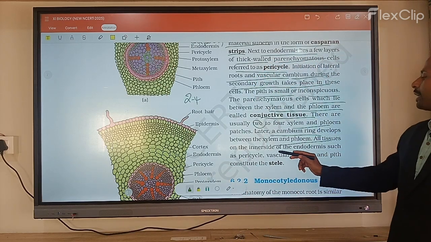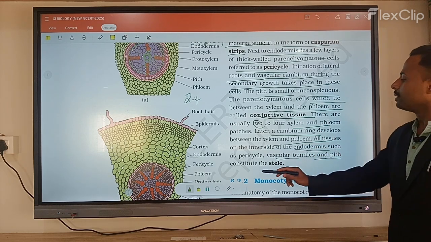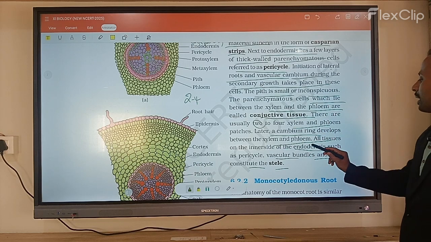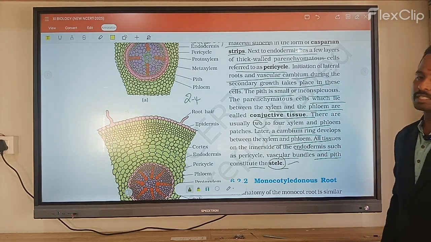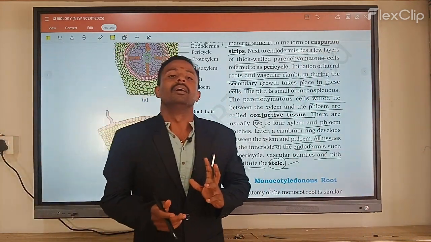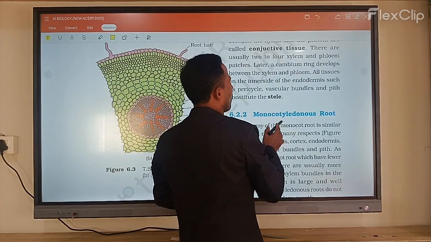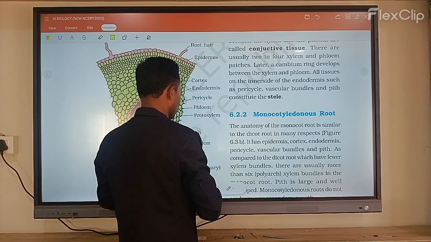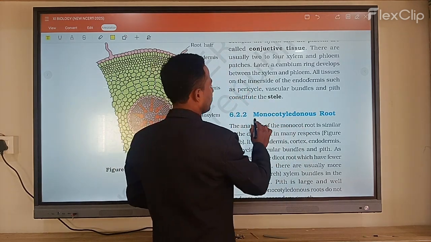Now all tissues on the inner side of the endodermis, such as the pericycle, vascular bundles and pith, constitute the stele. Okay, this is the complete dicot root. Next, the transverse section of the monocotyledon root.